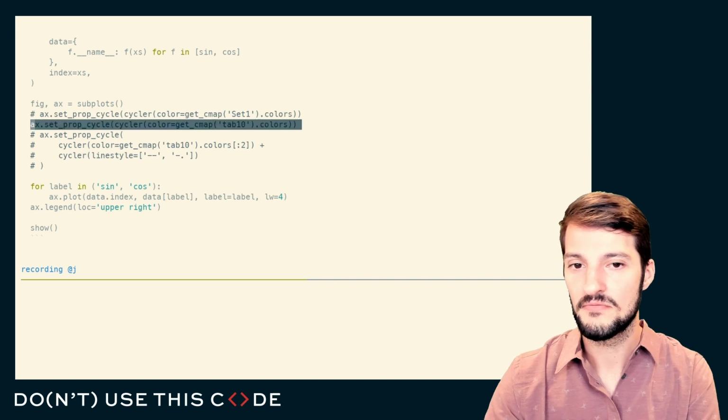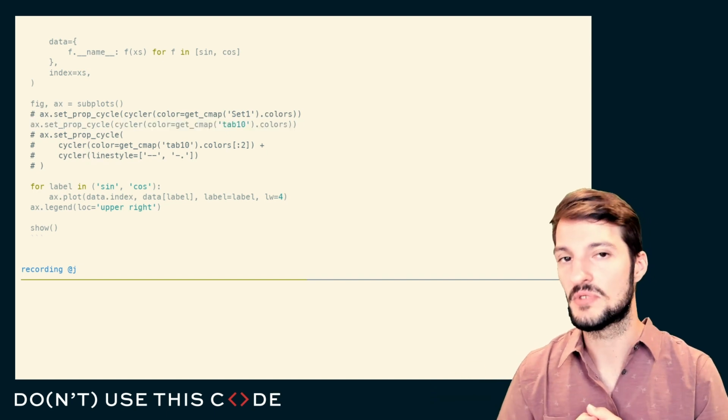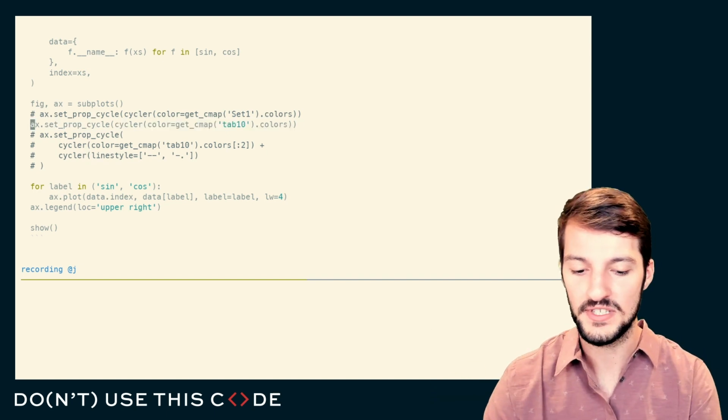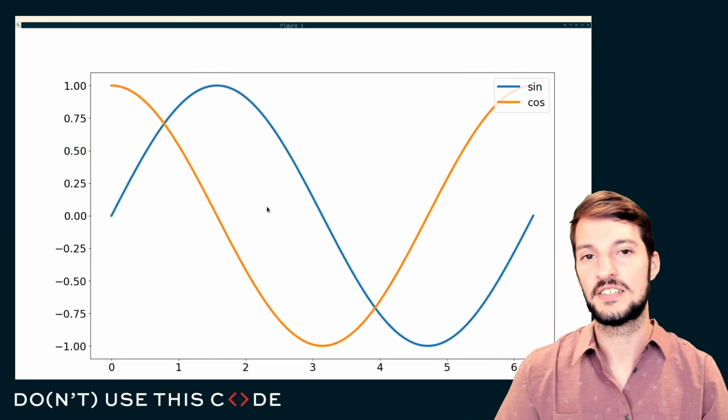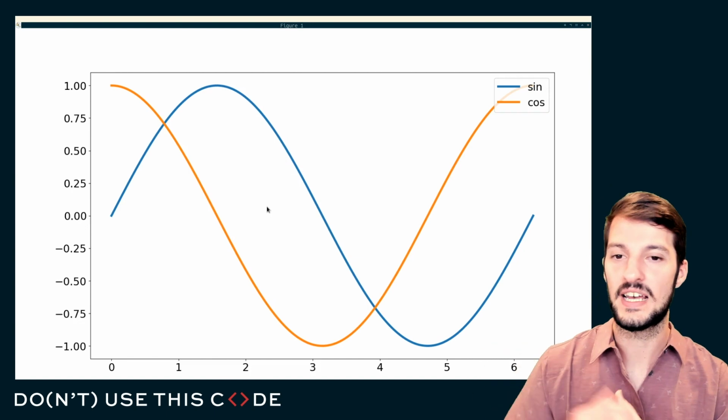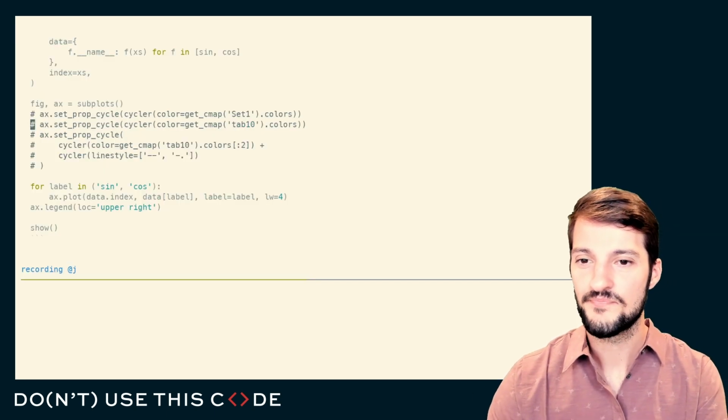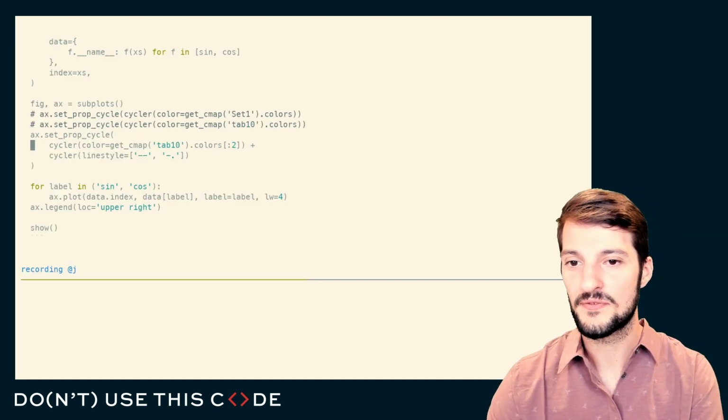I can also set it to tab10. This is explicit, because tab10 is the default in Matplotlib. But you can see I can set it to tab10 explicitly in this axis. Whenever I draw on it, it'll use the tab10 color palette. I can also manually specify different colors.